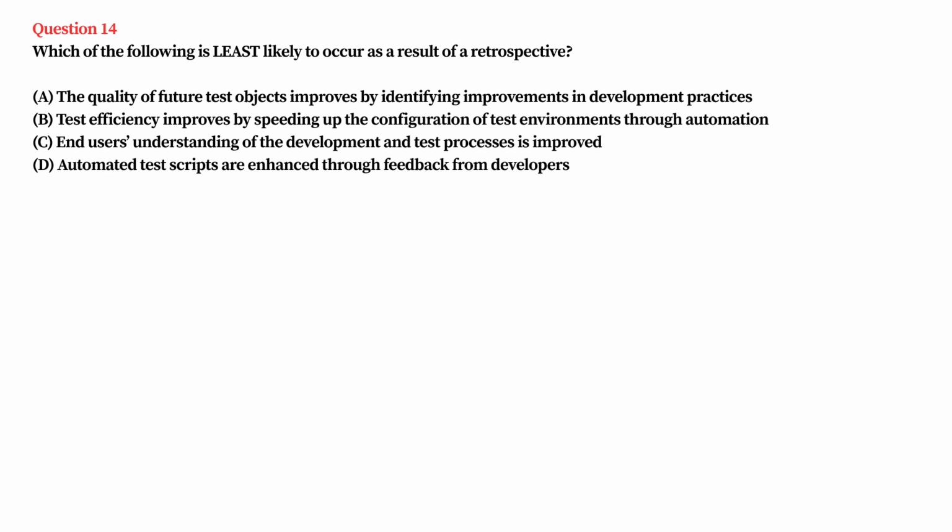Answer A is not correct. One of the purposes of retrospectives is to identify potential process improvements, which, if put into practice, should result in the quality of future outputs of the development process, test objects, being higher. So, this is likely to occur as a result of a retrospective. Answer B is not correct. A benefit of retrospectives for testing includes increased test efficiency through process improvements. So, this is likely to occur as a result of a retrospective.